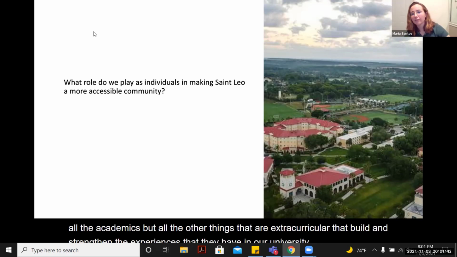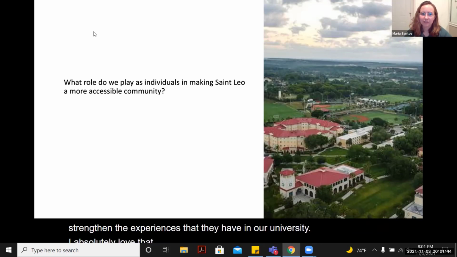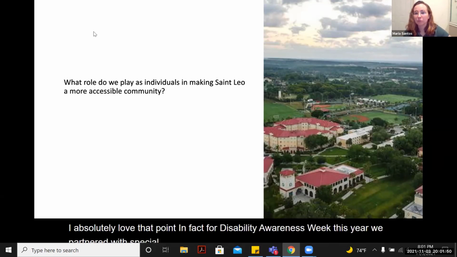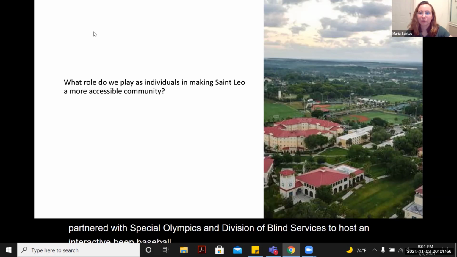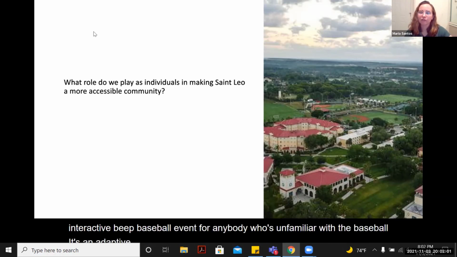I absolutely love that point. In fact, for Disability Awareness Week this year, we partnered with Special Olympics and Division of Blind Services to host an interactive beep baseball event. For anybody who's unfamiliar with beep baseball, it's an adaptive form of baseball for people who are blind or have visual related disabilities. It was actually great.